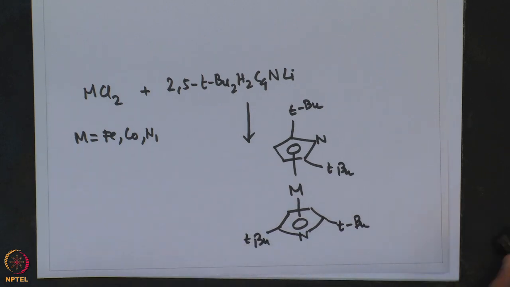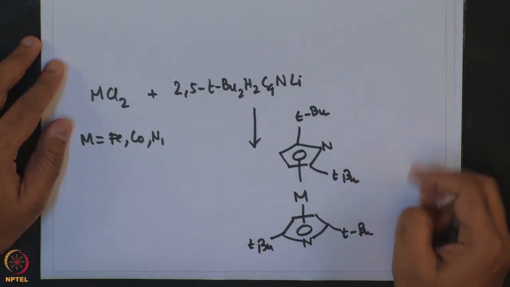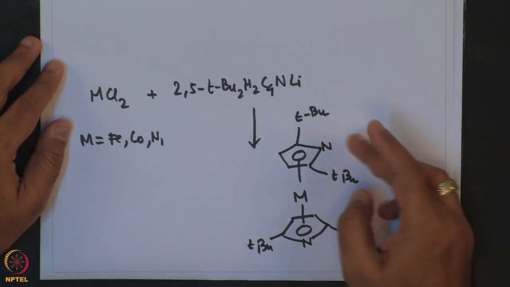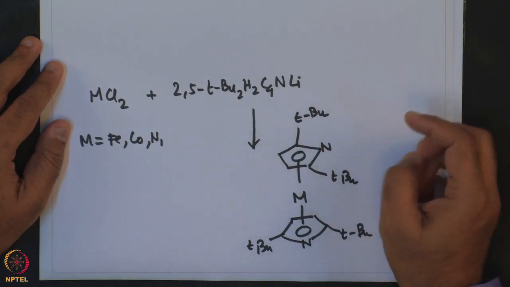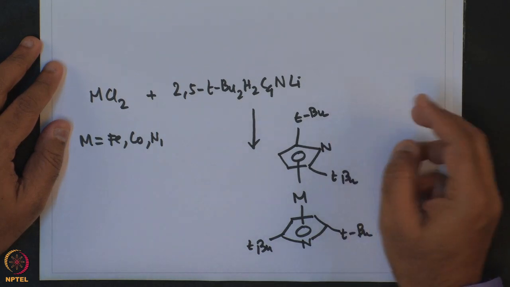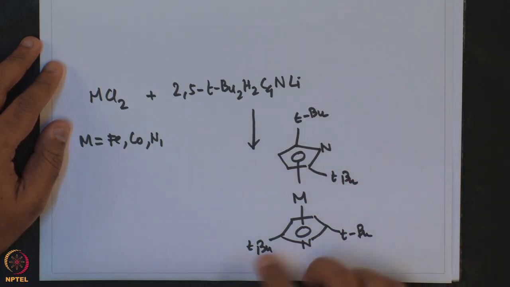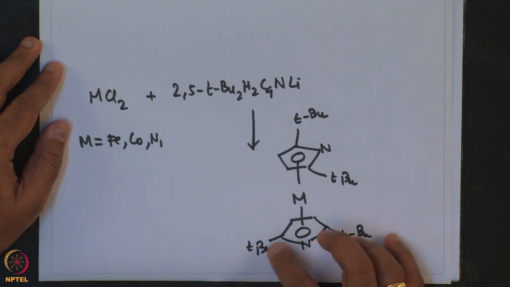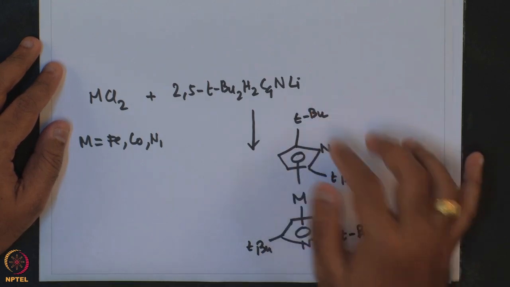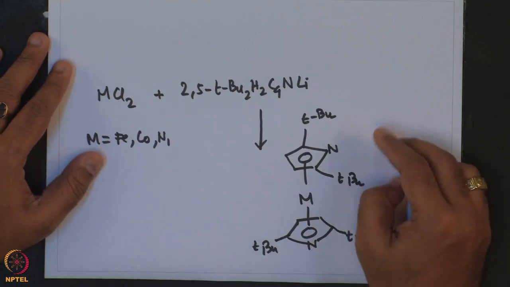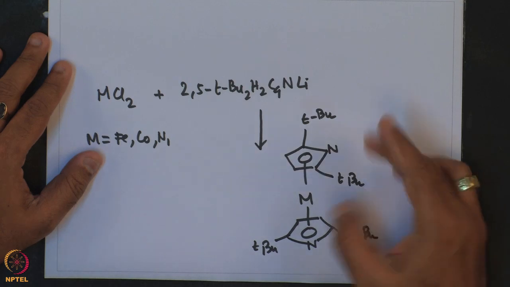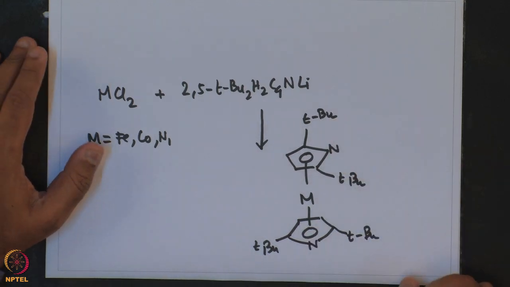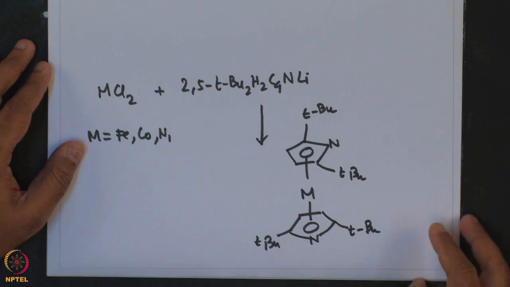Now, it is important to see that unlike the previous example, where the nitrogen lone pair had to be protected by binding to the Lewis acidic BH3, in this case, because of the presence of two bulky tert-butyl groups flanking the nitrogen lone pair on that pyrrole ring, such protection is not required, and thus this azaferrocenyl derivative of this substituted pyrrole can be obtained.